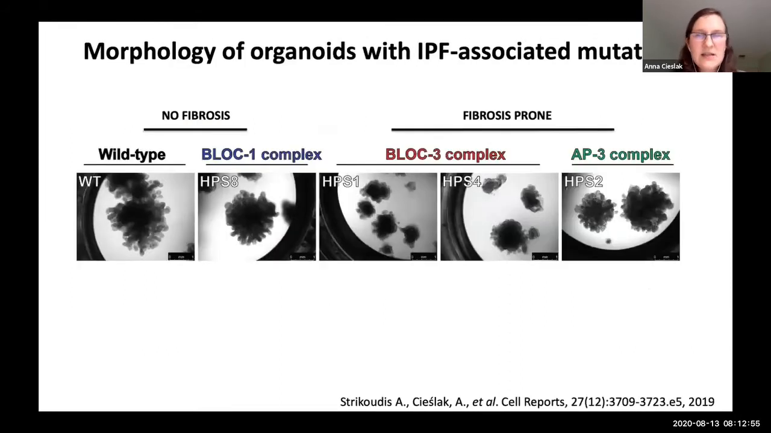Moving to the results, here we can see the bright field images of day 40 matrix-embedded lung organoid cultures that were generated either from wild-type parental line or hPS mutant lines. And those data demonstrated that hPS 1, 4, and 2 showed abnormal compacted morphology when we compare with hPS 8 and wild-type lines.